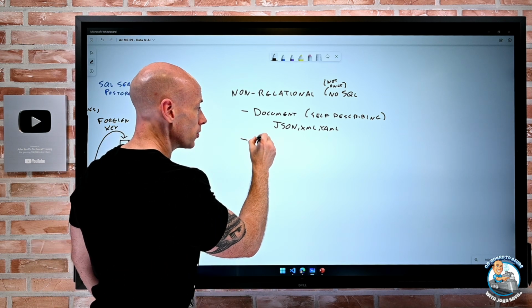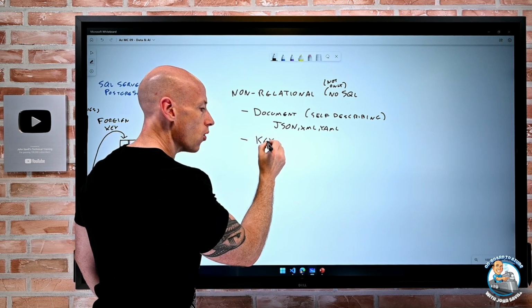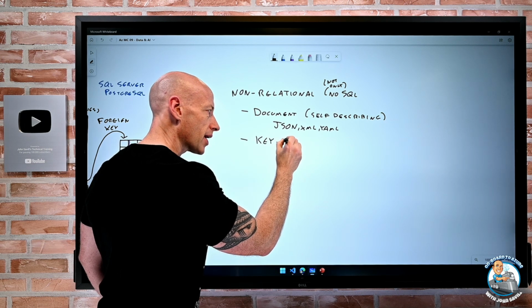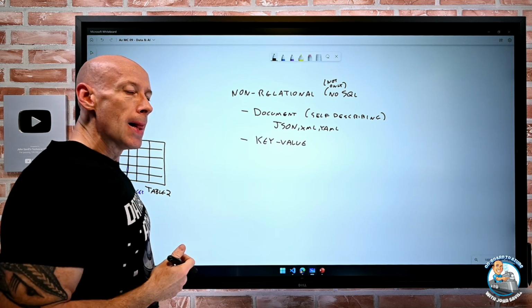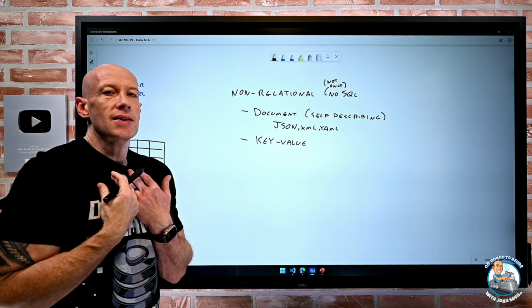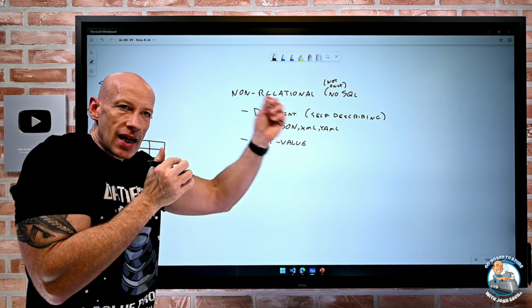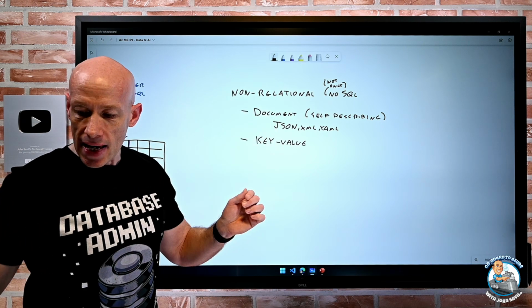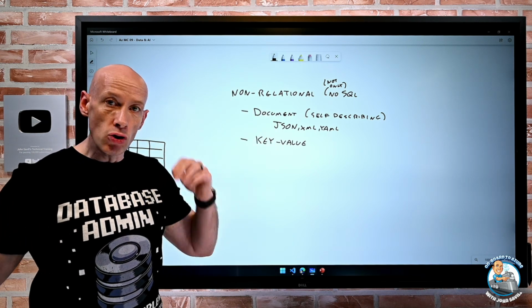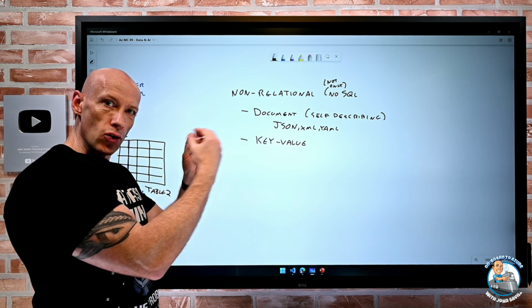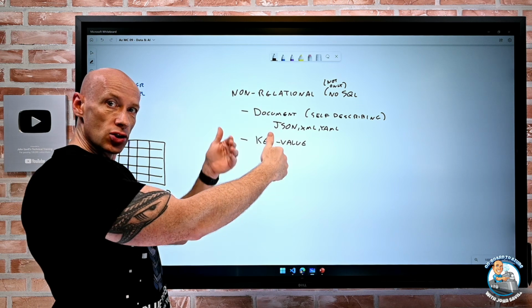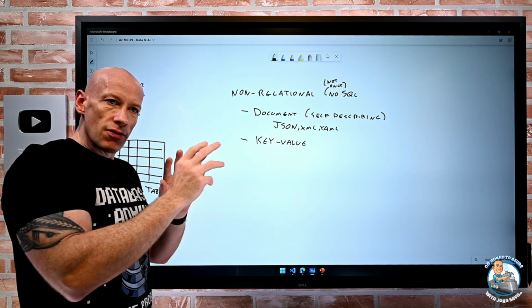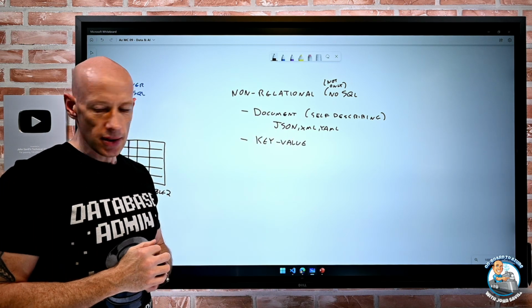We have key value. Now, key value, often when you look at it, will look like a table in a relational database. But the point is there is no fixed schema to that. It is just these key value pairs. Now, for a certain key, I might have multiple entries, multiple different values. So when I look at it all together, well, it looks like a key and then a whole bunch of attributes. But they're individual entries in our system.